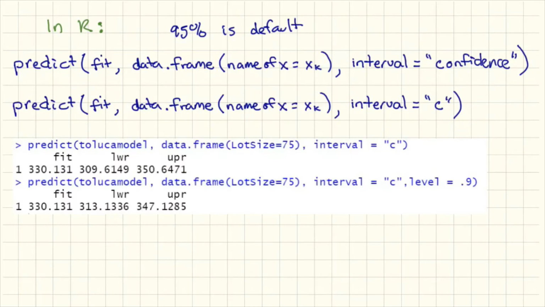So you can see here the same thing I did before where I've got my 75. Now I have my point estimate, the 330, and I have a lower and an upper confidence bound. If you don't put any confidence level, it will give you 95% by default. If you want to change the confidence level, all you have to do is put level equals and then the new confidence level you want.